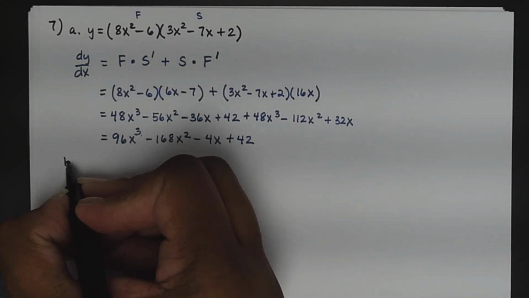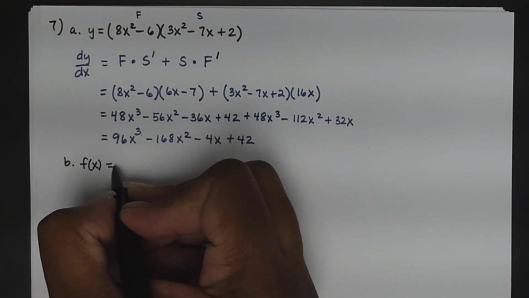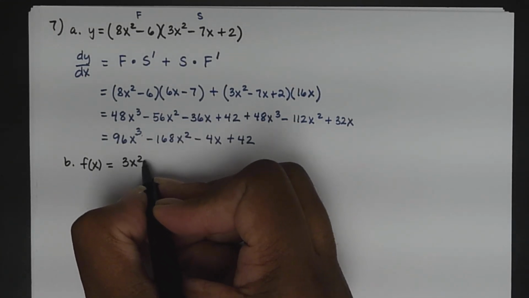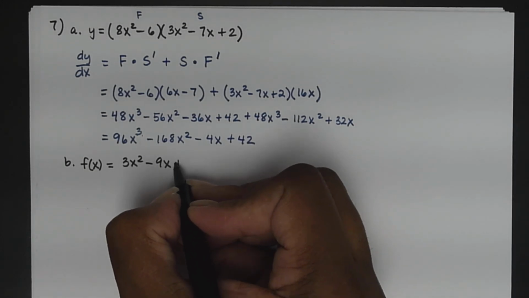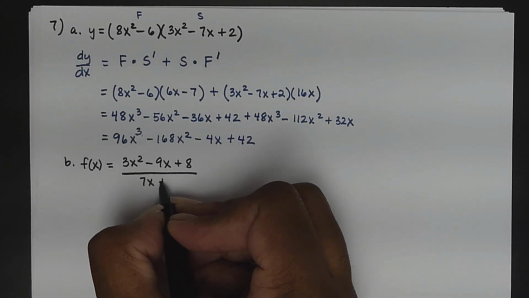All right, part B. Here we got f of x, and that's equal to 3x squared minus 9x plus 8. Whole thing is divided by 7x plus 1.